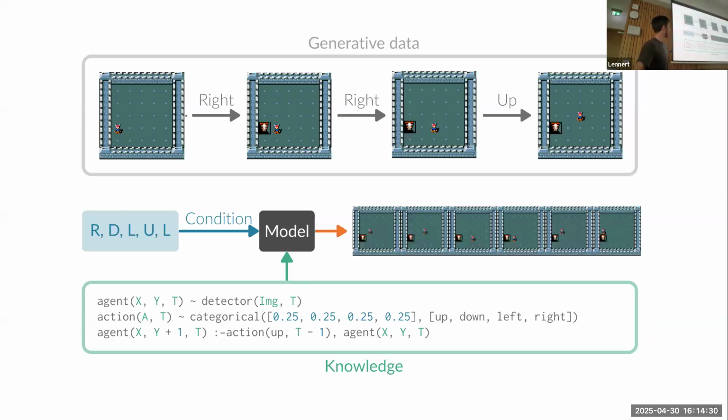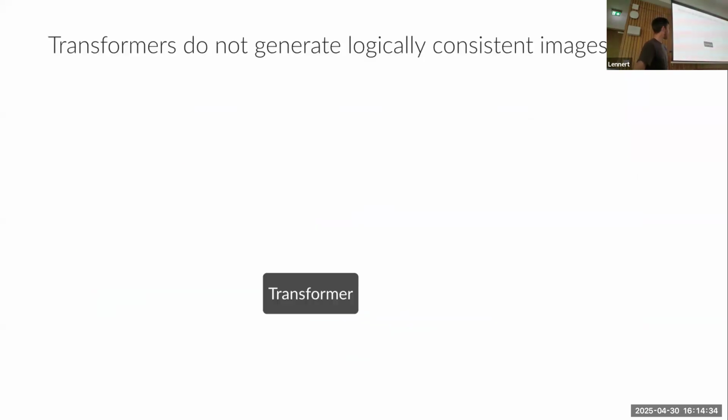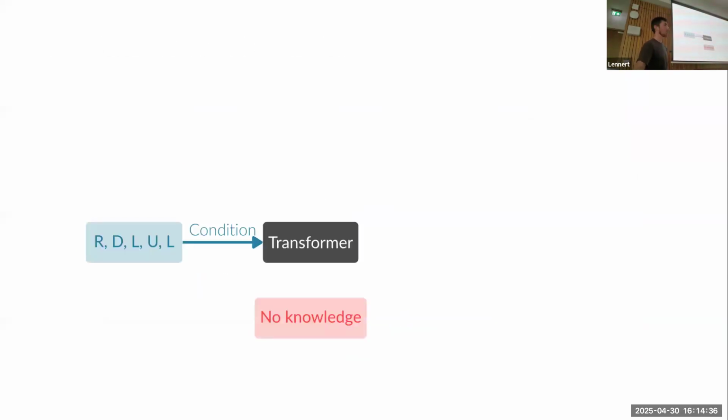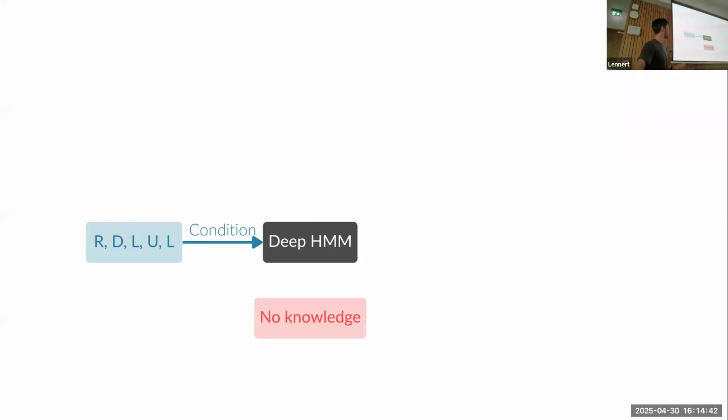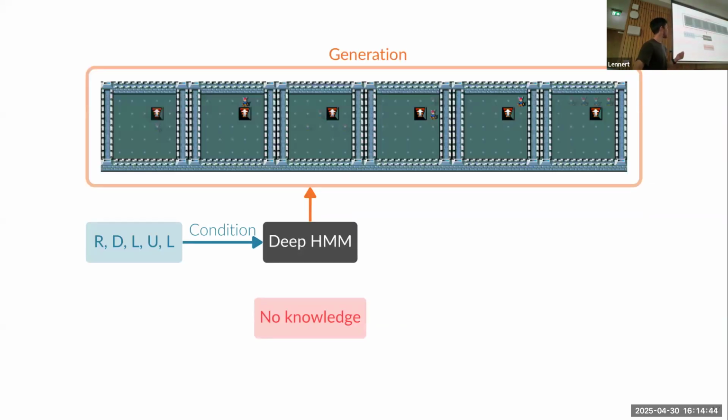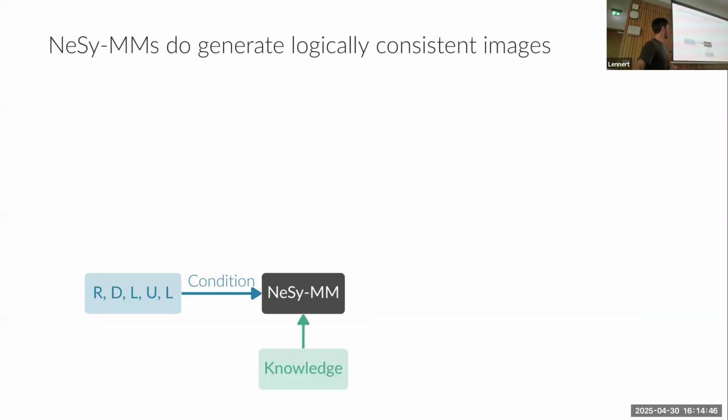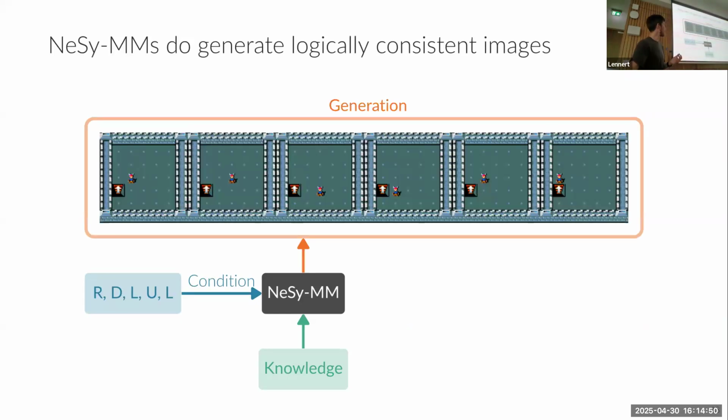And that's it. You want to generate, and as we've seen before, plugging in a transformer with no knowledge, because you don't have the ability to add it, you get garbled generations. Same for the deep HMM. Things are all over the place. In the NeSy-IMM, you add the knowledge, you have the capability, and that really does allow for logically consistent generations.